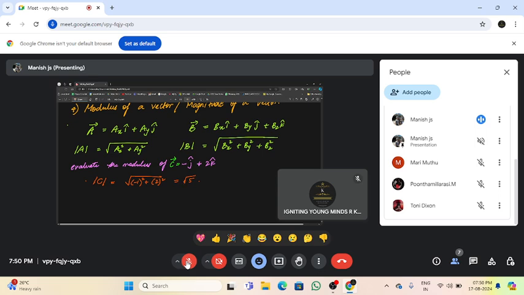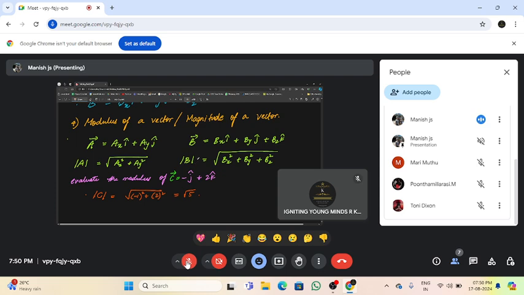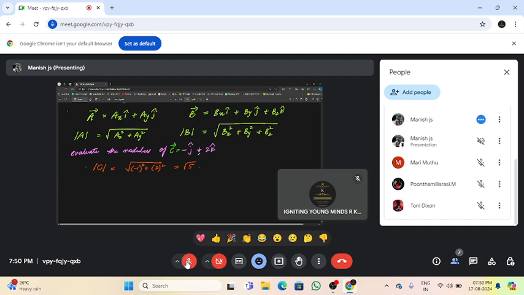And why do you think it's positive? You can see that you're taking the squares, right? So even if you have negative values, they will ultimately become positive, because negative times negative is obviously going to give you a positive value. So there is no way that you would get a negative magnitude. Okay, it's fine. So let's move on. I hope the modulus or the magnitude of a vector is now clear. On that we will move on to the next part.